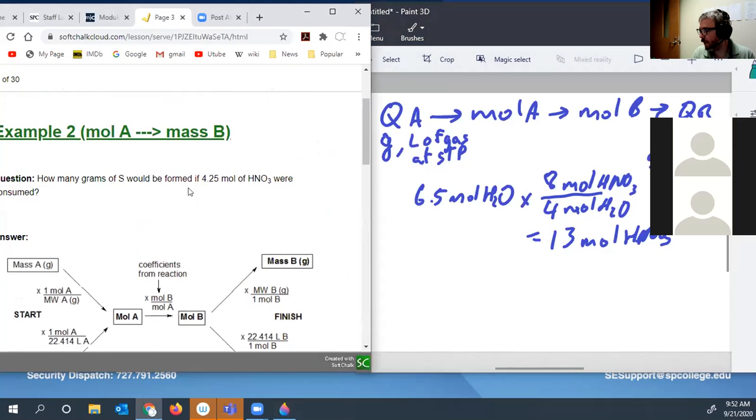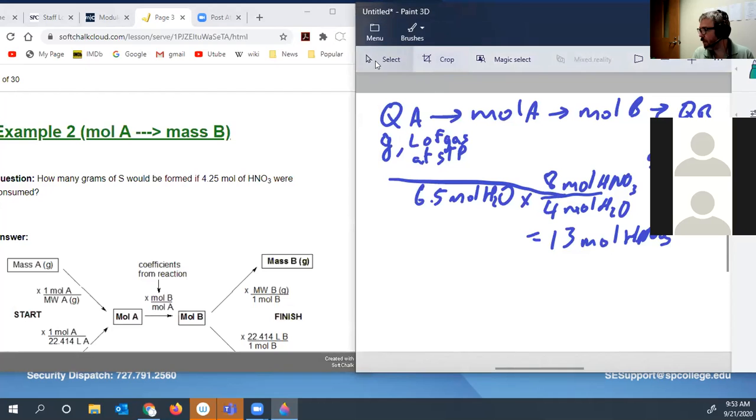How many grams of S would be formed if 4.25 moles of HNO3 were consumed? Don't worry about words like formed and consumed. Those are kind of red herring words, really. They don't really play any part in actually solving the problem. The only thing that matters is what you're starting with and what you're finishing with, and just leave it at that.